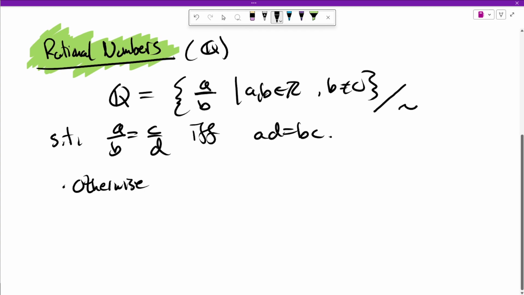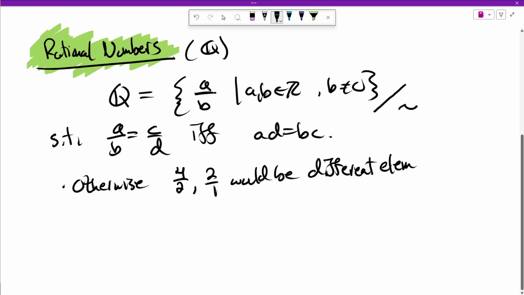if we don't identify these, then something like 4 over 2 and 2 over 1 would be considered different elements of Q. Because why? Well, they look different. They're not the same. With the exception of the 2's, there's a 4 in one and there's no 4 in the other. So since sets care about just, is this element different than the other element, these would be different.